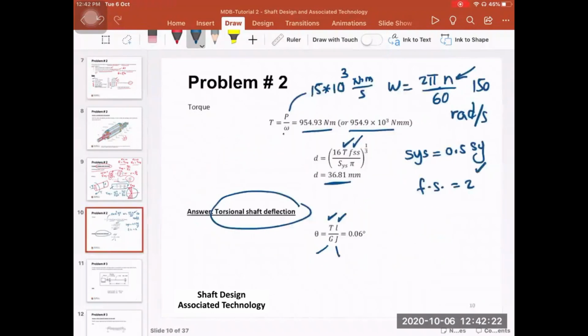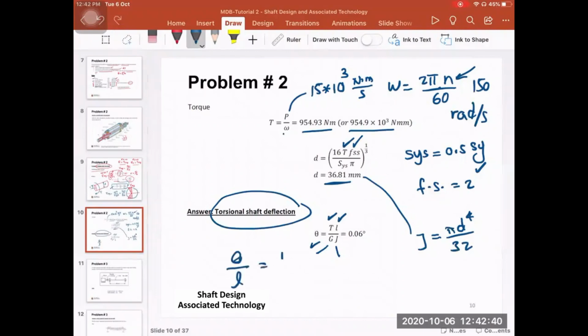So you have already got the diameter of the shaft now, so you can just simply calculate J is like pi D to the power 4 over 32. Then the G is given. But one thing you can do here, you can calculate theta over L.